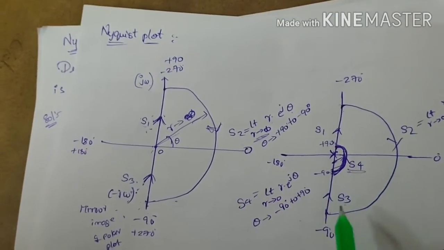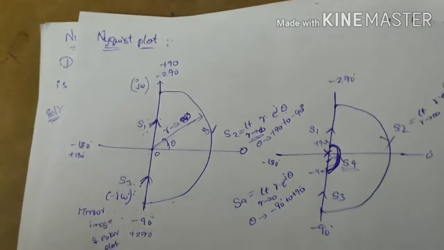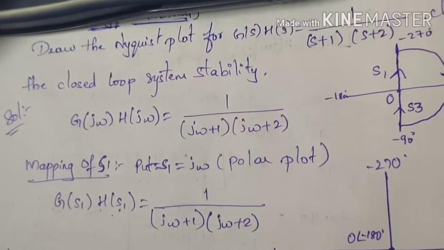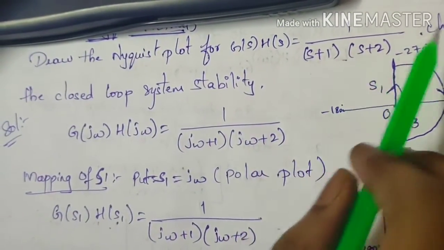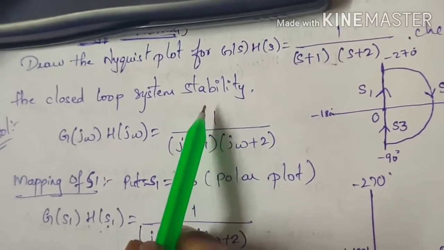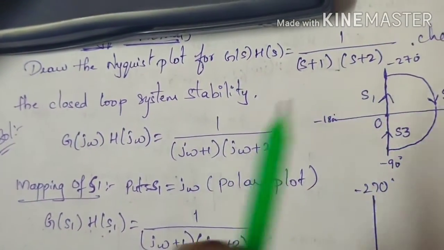So these four values should be remembered while drawing the Nyquist plot. Now let's see an example for the Nyquist plot. Draw the Nyquist plot for G(s) H(s) equal to 1 by (s plus 1) into (s plus 2). Check the closed loop system stability. So we are asking about the closed loop system stability. The given transfer function is the open loop transfer function.